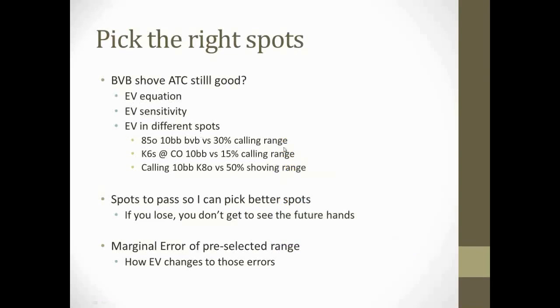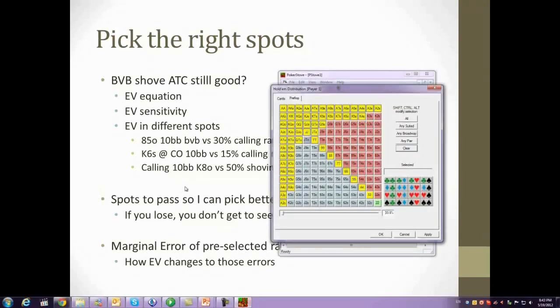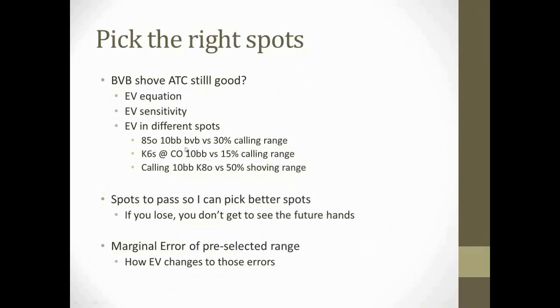EV in different spots. I think it's really important to have a very solid fundamental. For example, if we have F5 offsuit at 10 big blinds, blind versus blind, with a 30% calling range, first we want to know what's the composition of the 30% calling range. Let's assume it's just the normal 30%, like we just described in poker stuff. How does this EV compare to King 6 suited shoving on the cutoff with 10 big blinds with a 15% calling range behind us? Or how about this?